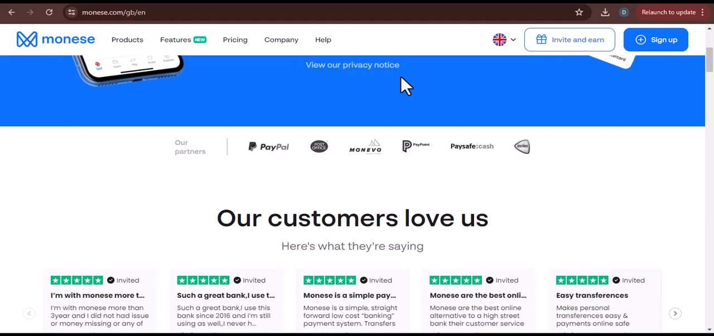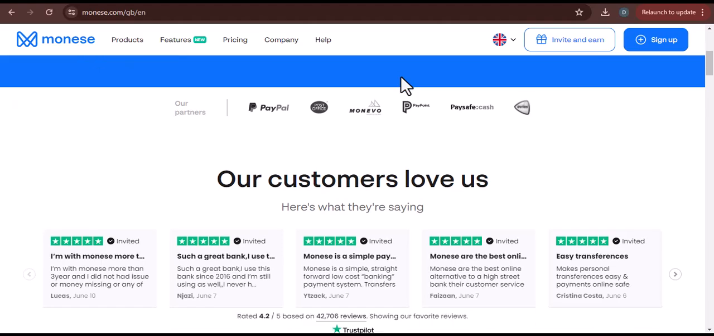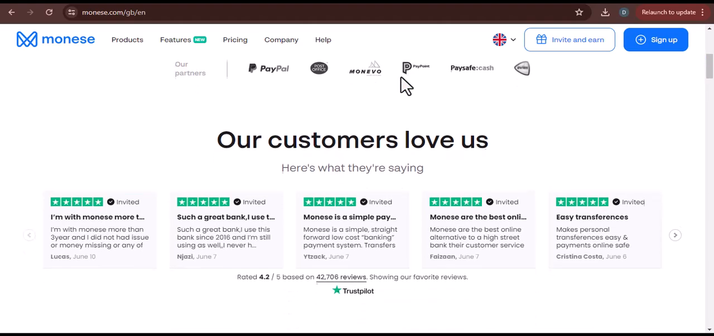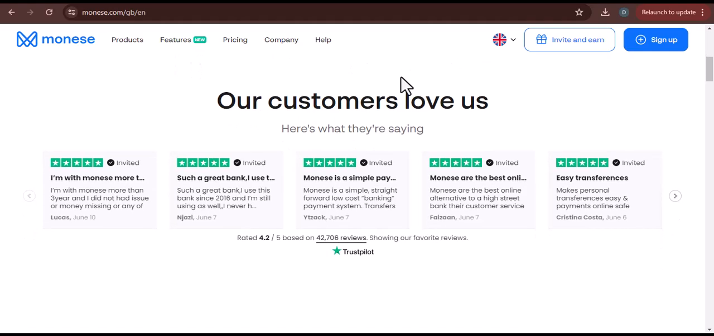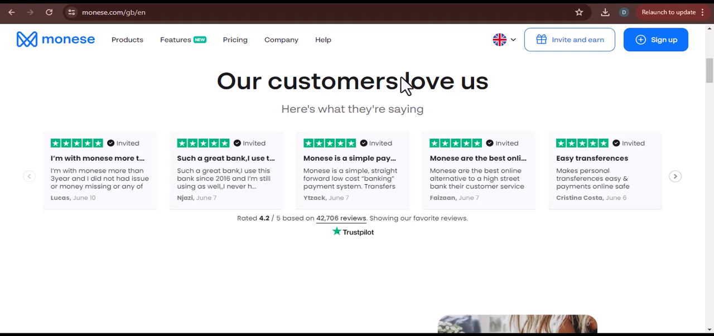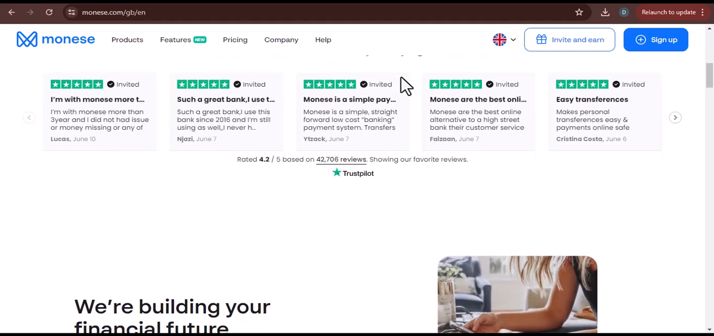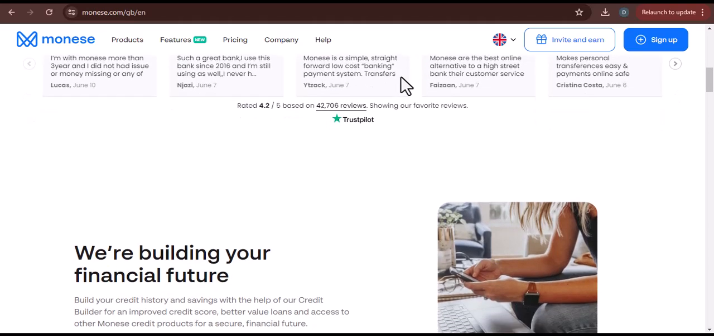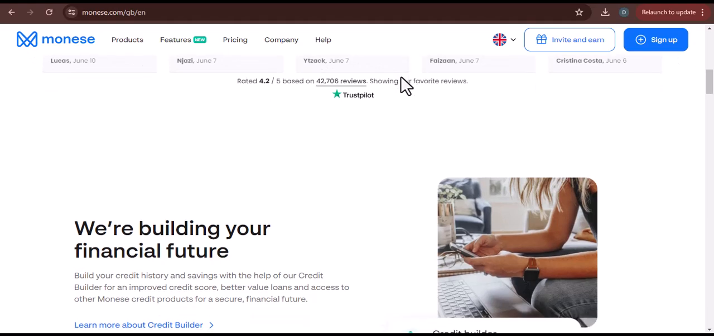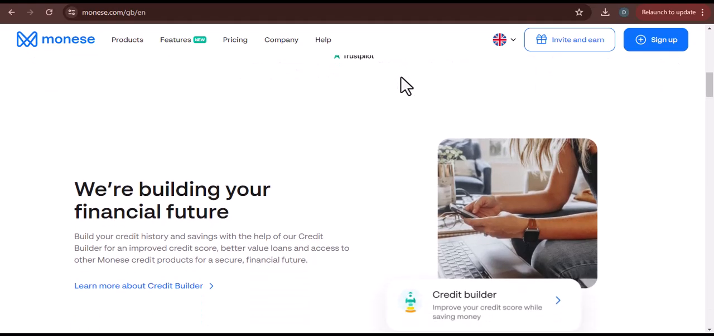What is Monese? Before we dive into the reasons why Monese might block your account, let's take a quick look at what Monese is. Monese is a mobile-only bank that offers a range of financial services, including current accounts, debit cards, and personal loans. Monese is a popular choice for people who are looking for a convenient and affordable banking solution. However, like any other financial institution, Monese has a set of rules and regulations that users must follow.